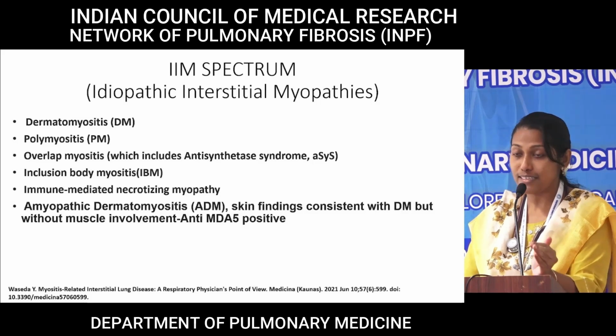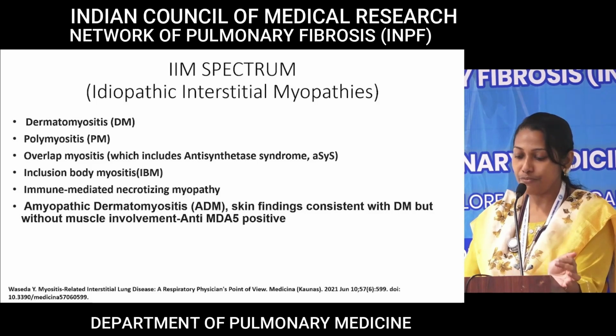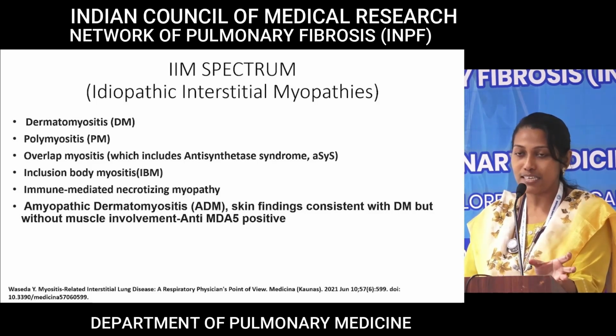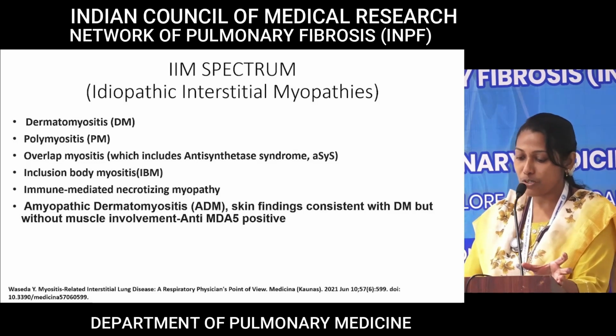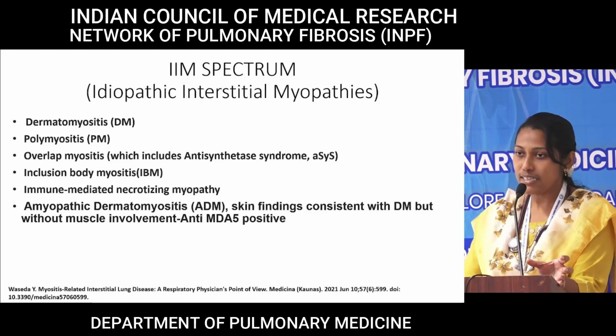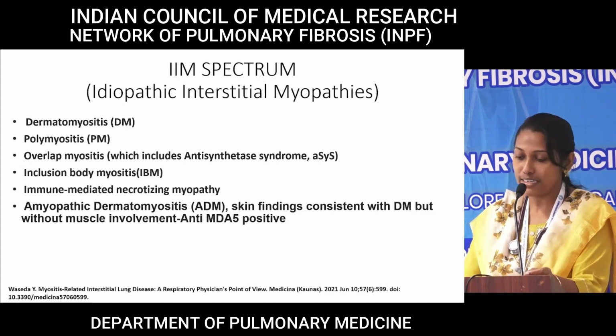The other thing which we commonly see with the RP-ILD is the anti-MDA5 positive amyopathic dermatomyositis. Clinically, they may have some skin findings consistent with dermatomyositis. However, the muscle involvement may be less predominant in them, and they have anti-MDA5 positivity, and they are that subset of patients who go on to a rapidly progressive ILD.